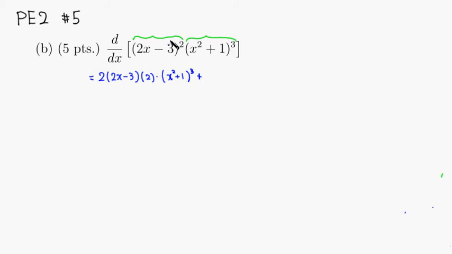plus the first guy, so just copy (2x minus 3) squared, multiply by the derivative of the second guy. We put 3 in front, then the same quantity x squared plus 1, and subtract 1 from the power, so it's 2. Then multiply by the derivative of inside, which is 2x. So the derivative is finished, so let's simplify a little bit.